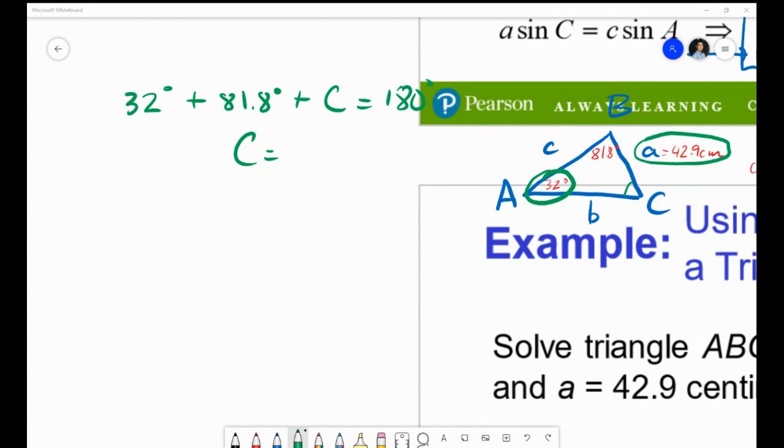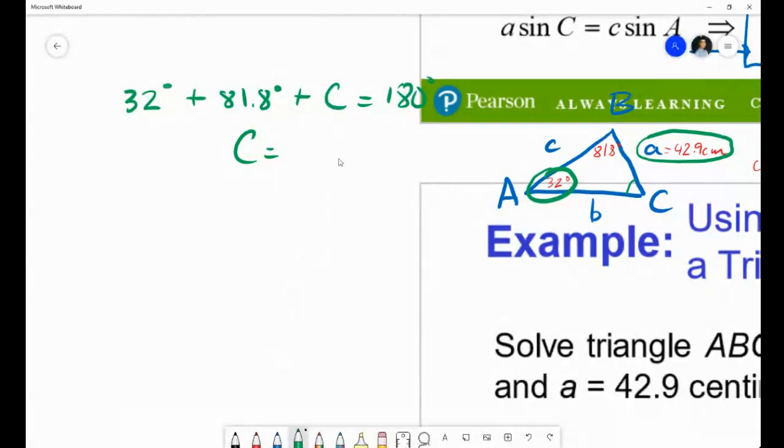All right, Elena and Mohammed got 66.2. Very good. Okay, so let's label that 66.2 degrees. All right, so now I can find C or B. Okay, so in this example here, it doesn't really matter which one you solve for first.